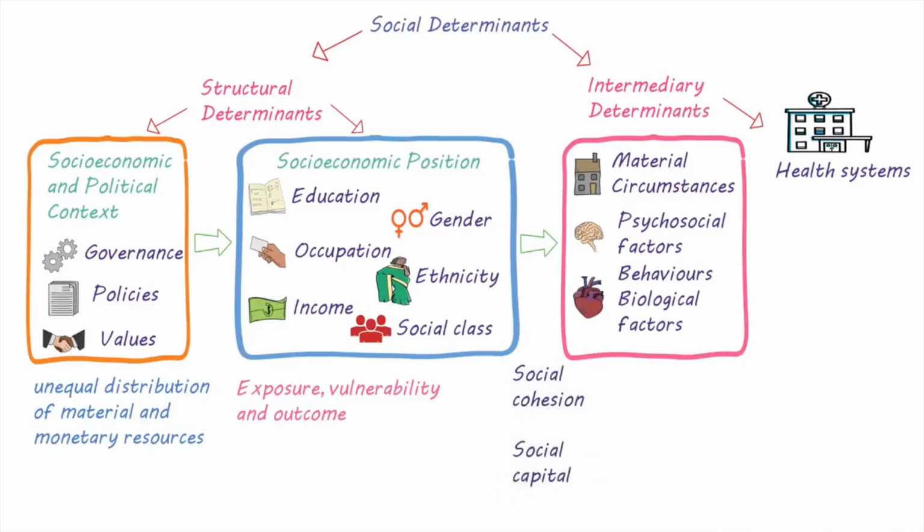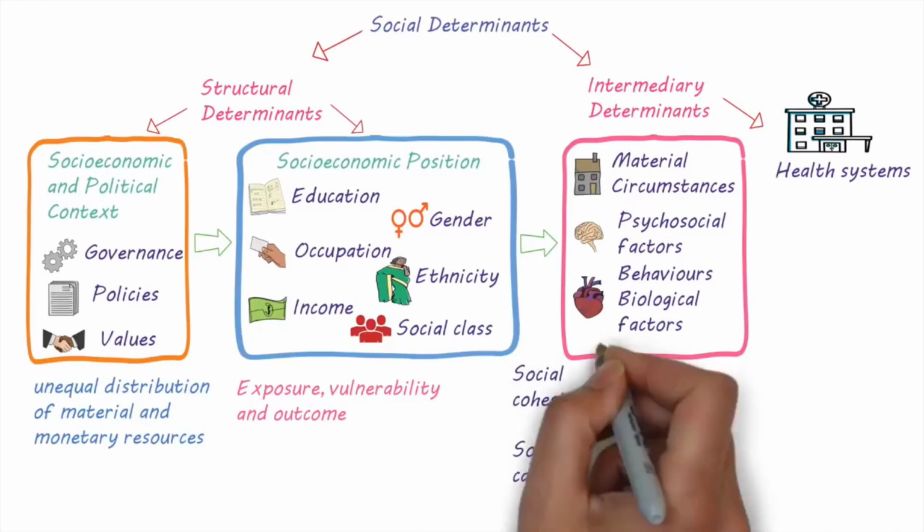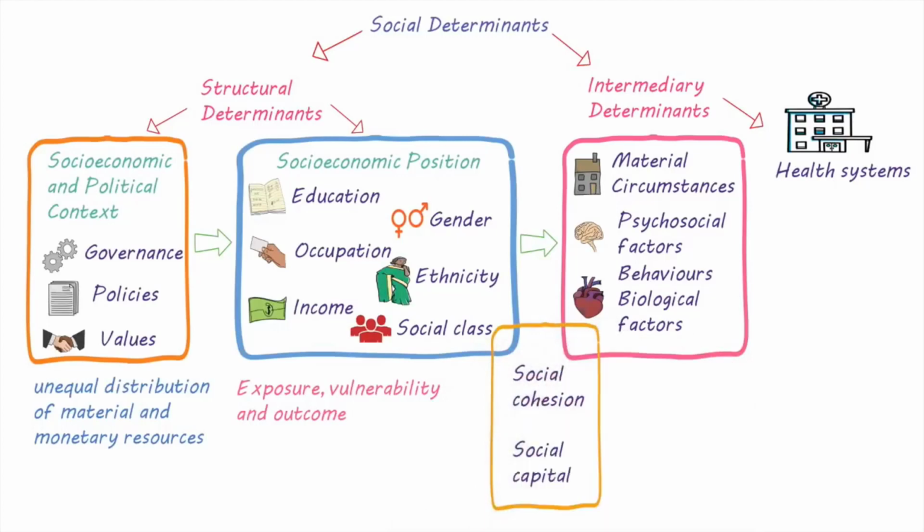Social cohesion and social capital are factors that bridge the structural and intermediary determinants. They describe the willingness of people living in a community to make sacrifices and to cooperate with each other for a wider benefit.